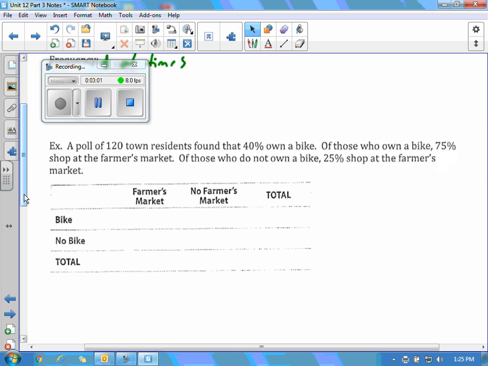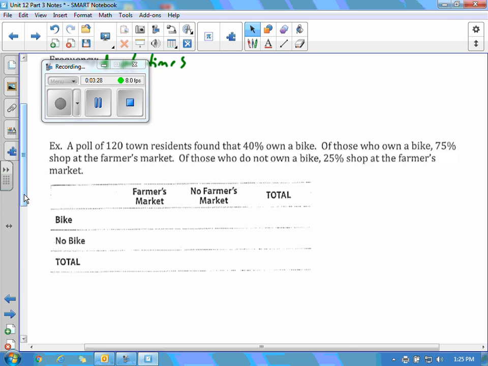It says a poll of 120 town residents found that 40% own a bike. Of those who own a bike, 75% shop at the farmer's market. Of those who do not own a bike, 25% shop at the farmer's market. So if you look, we have a two-way table because we have bike and no bike going one way, and farmer's market and no farmer's market going the other way. So those are our two ways. And we have totals on each side of it. All right, so we need to start filling in what we know.